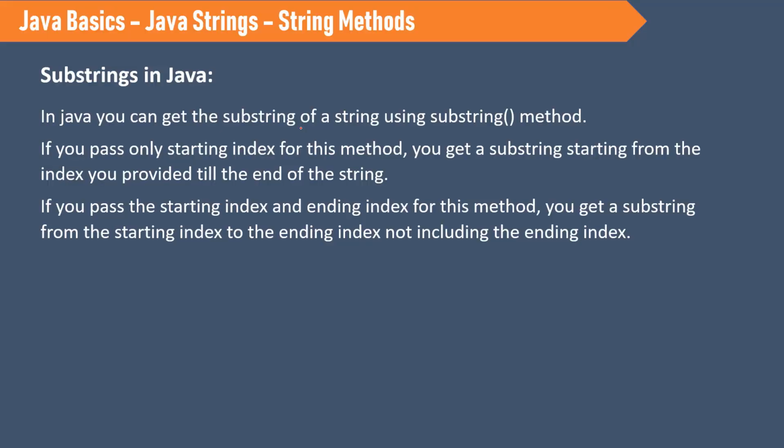Next one is substrings in Java. In Java, if you want to get a substring out of a string, that means let's say you have a big string, and if you want to get a portion of this string, that is a substring. So we have a method called substring for this one. This substring accepts two arguments.